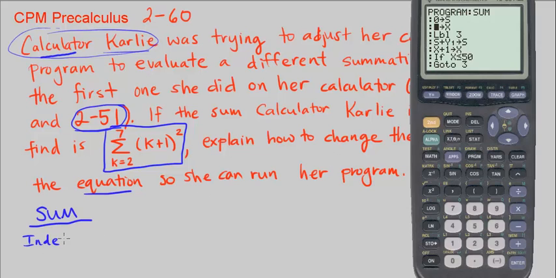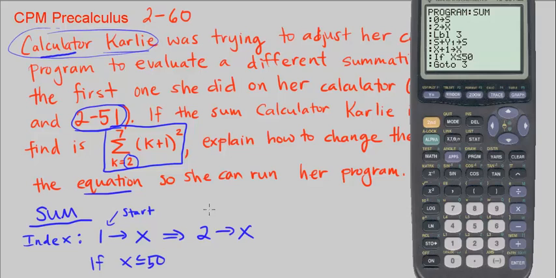The index is programmed with the line 1 arrow x, so that starts the sum. If you want to change it to start at 2, you have to change this to 2 arrow x. Then you scroll down to line 6, counting line 1, 2, 3, 4, 5, 6. In line 6, you have if x is less than or equal to 50, or whatever you have from your previous problem, and this is the stop.